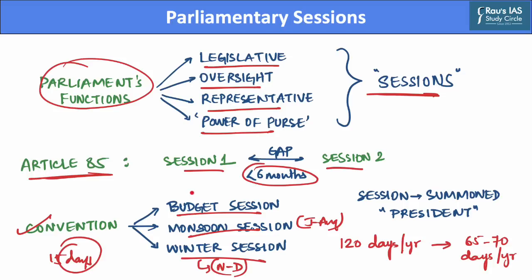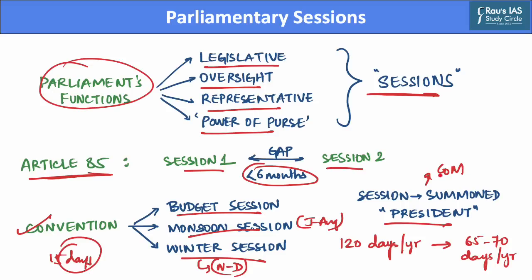Now you may ask, who has the power to summon a Parliament? It is the President who has the power to summon the Parliament. However, the President summons the Parliament on aid and advice of Council of Ministers. Hence, it can be said that the power of summoning the Parliament rests with the central government.